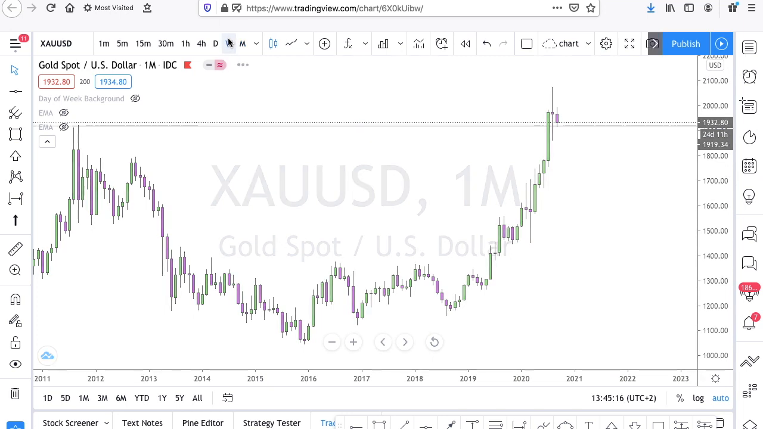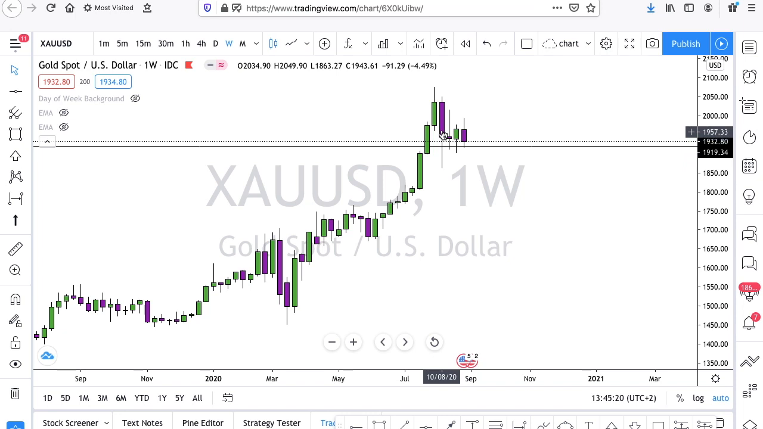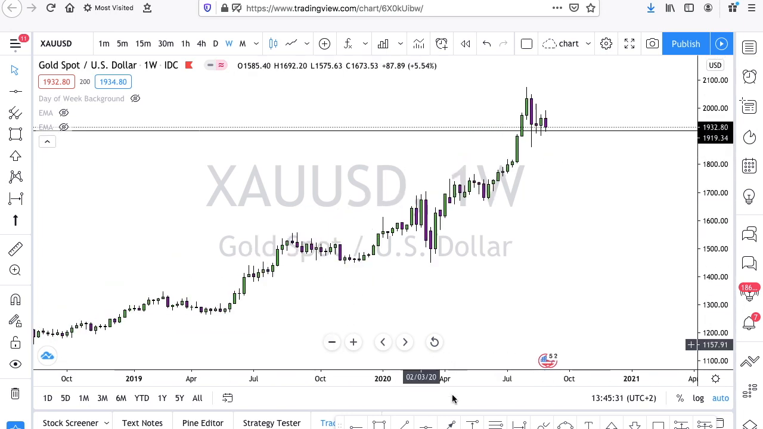So we drop down to the weekly just to see more price action. So you can see for 4 weeks it's been failing to close below this level. So that's a very important level, like I said. So am I seeing any trend line here? Let's see.